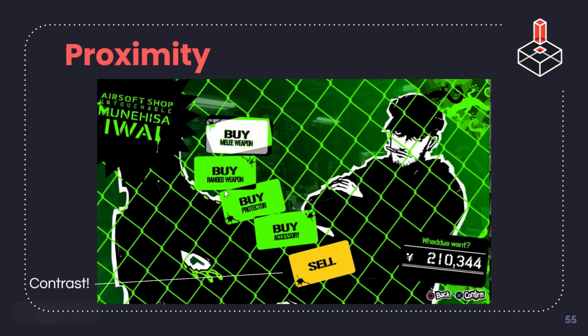Shout out to the contrast right here on the sell button. You can see that they've got a really bright yellow. When you sell something, you're having a different action than the rest of these buy options here. So that's highlighted, so you know that it's a different choice.